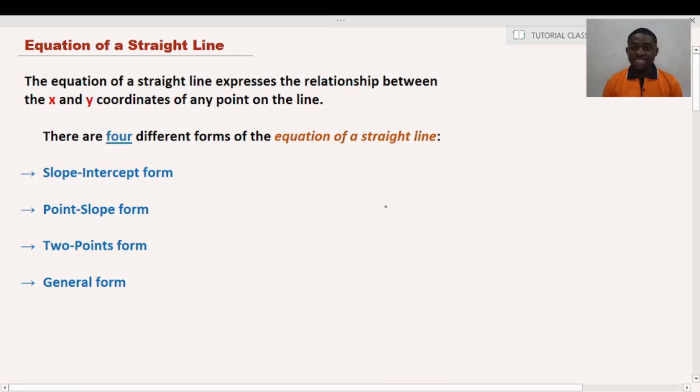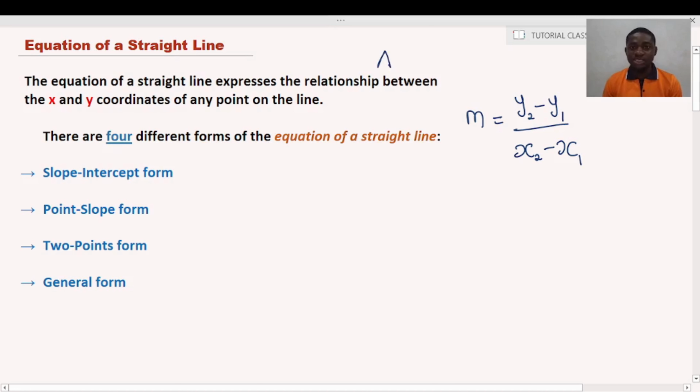Recall, in our last class, we discussed how to find the gradient of a line. As a way of verifying if you have been following keenly, let me quickly give you a quiz based on what we learned last class. Remember, we concluded that the gradient of a line, denoted by m, is gotten by y2 minus y1 divided by x2 minus x1, where y2 and y1 are the coordinates given.